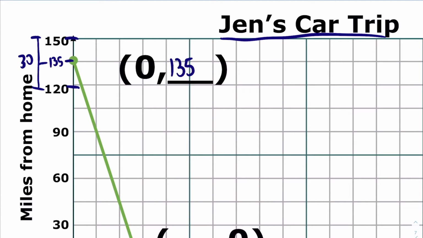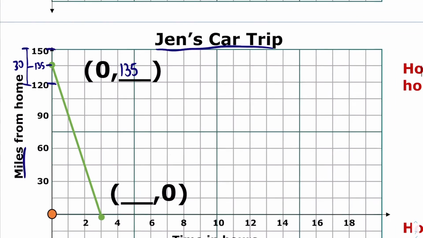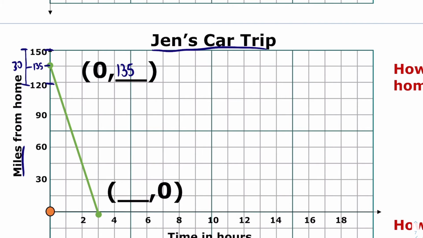If we look at the units for y, it's miles, so we can know that the story, the interpretation of the story is Jen started her drive or her trip from 135 miles from home.